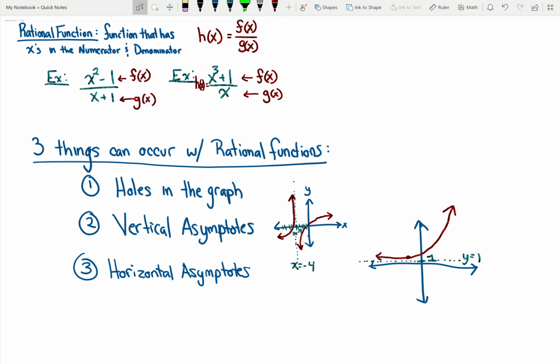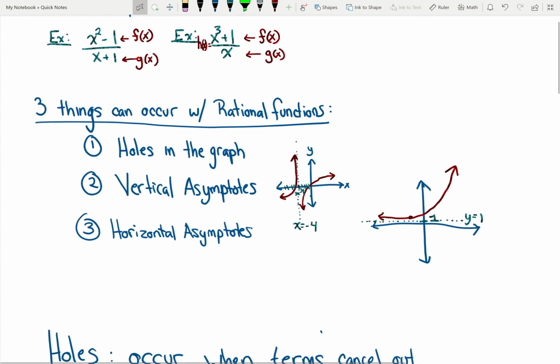So in the first video, we talked about rational functions and the three weird things that can occur in rational functions. We said that holes can appear in their graphs, vertical asymptotes might occur such that our graph can't cross these invisible vertical lines. Horizontal asymptotes may occur, horizontal invisible lines that our graph cannot cross. But for this video, we're just going to be focusing on the holes.